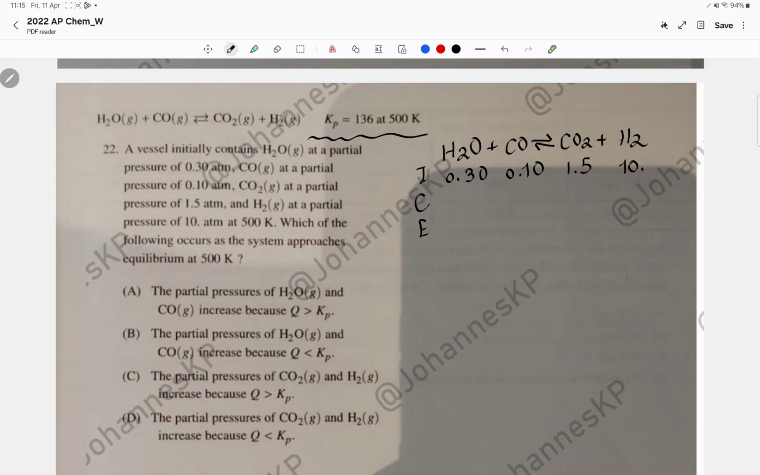Which of the following occurs as the system approaches equilibrium at 500? So look, just find the Q and we're going to find out. So you're going to do products over the reactants.